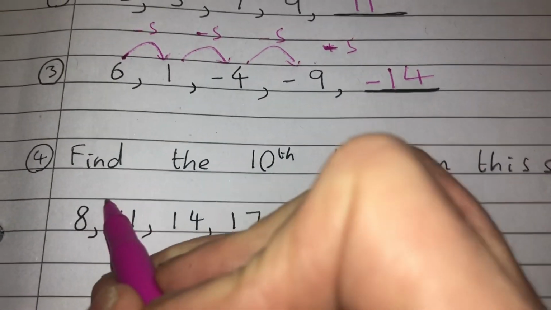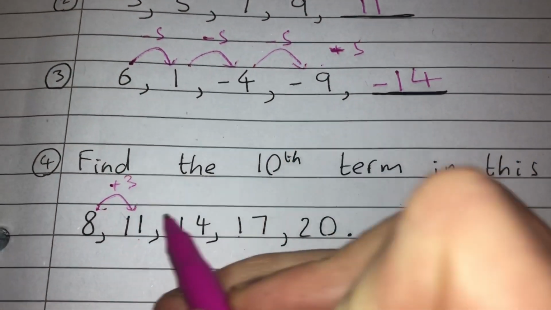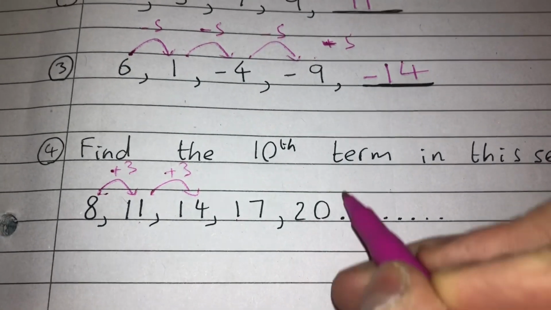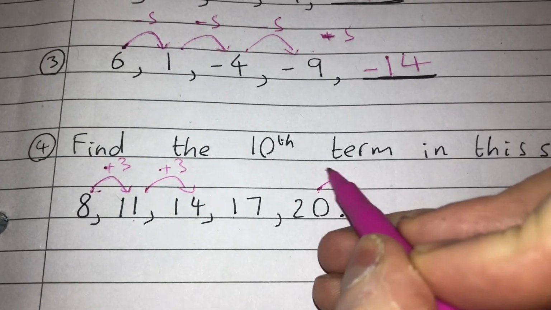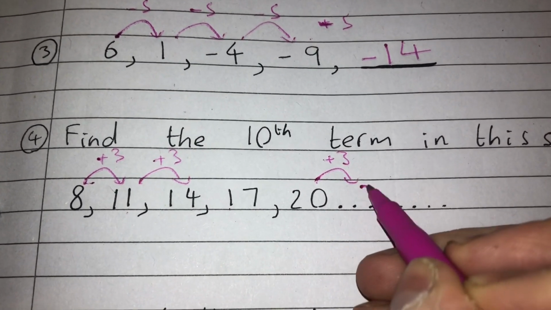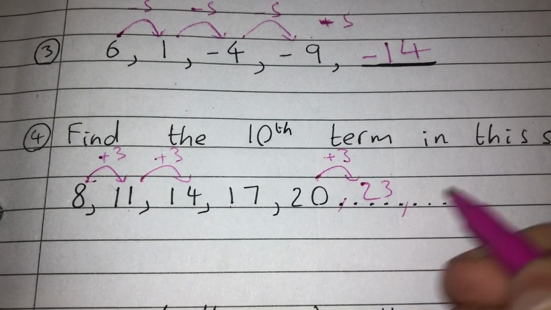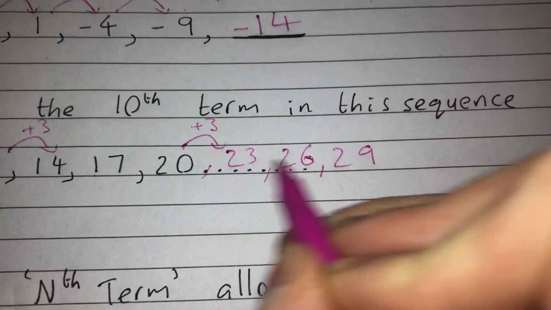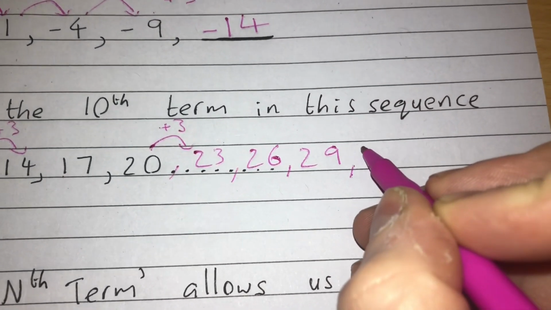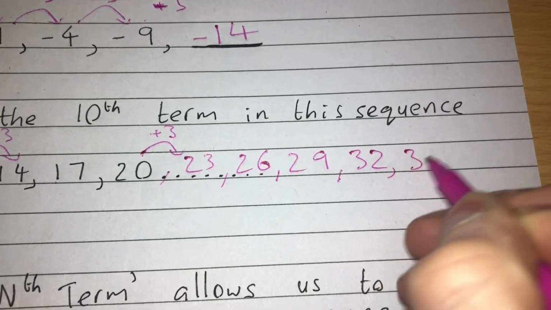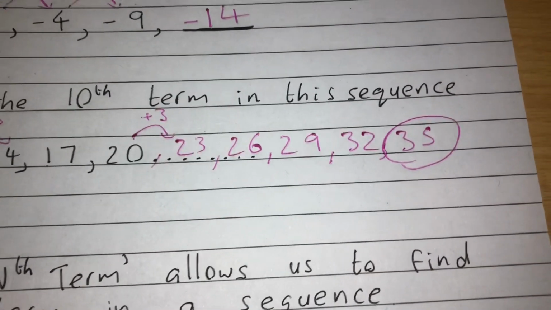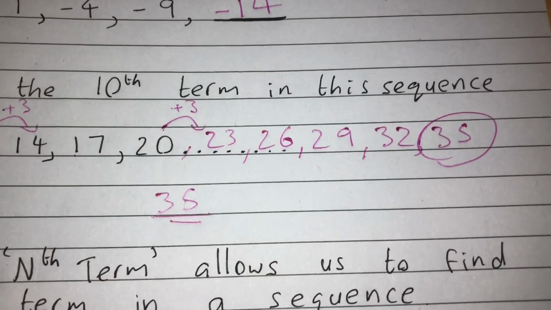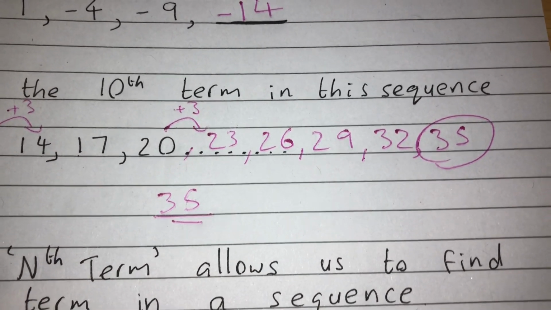So the difference between 8 and 11 is 3, so we're going up in 3s each time. So I'll need to add 3 on to keep going. Okay, so 20 plus 3, 23, that's the 6th term. 26, 29, 32 and 35. So 35 is the 10th term in this particular sequence. As long as we're not going too far into the sequence, it's fairly easy to work that out.